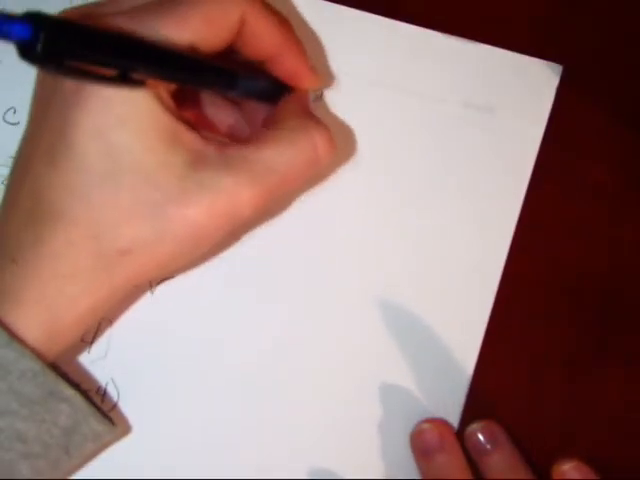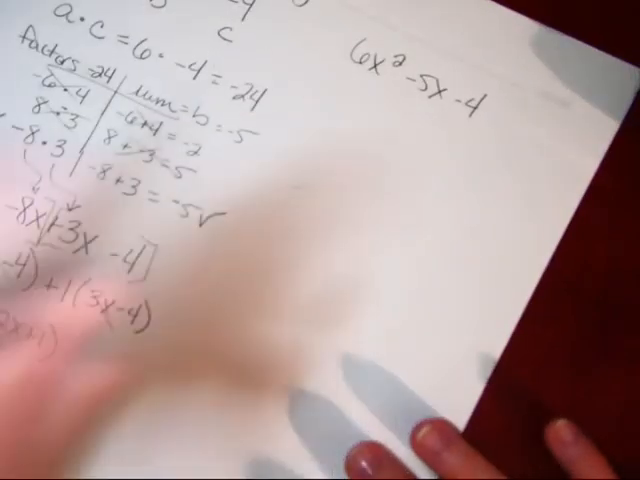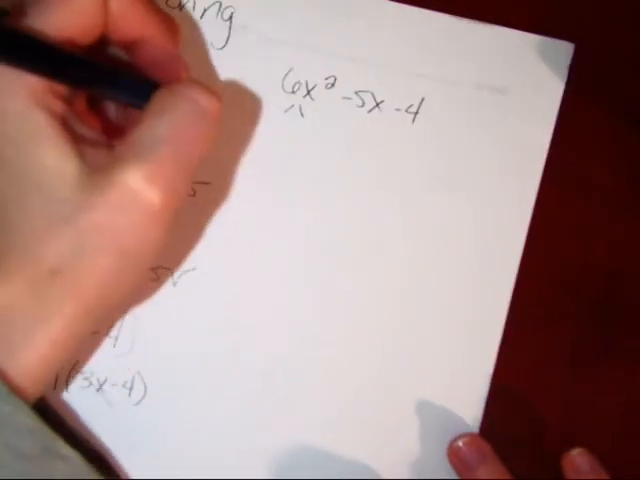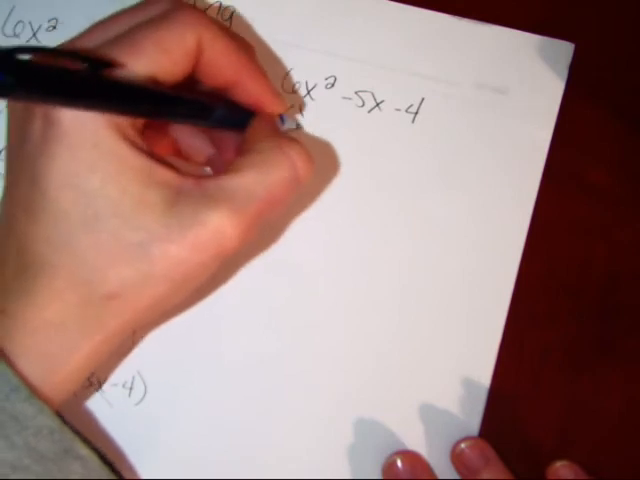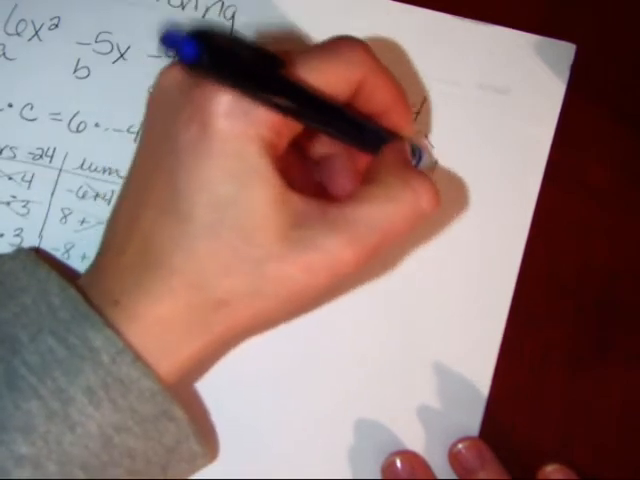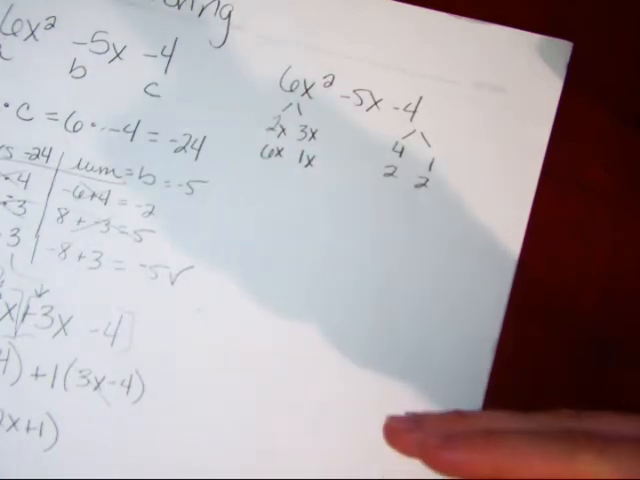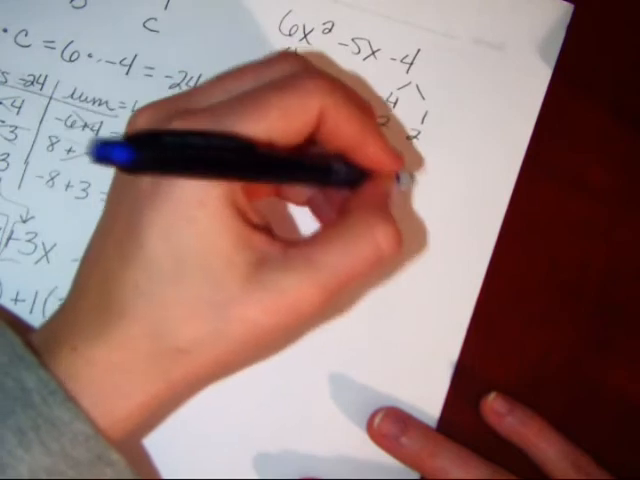Say we have 6x squared minus 5x minus 4. Here's how guess and check works. You break 6x down like this. Well, maybe it's 2x and 3x. Maybe it's 6x and 1x. And you break 4 down with 4 and 1, 2 and 2. In other words, the things that make those numbers, okay? Then when you multiply them, you know you're going to have a double parenthesis.